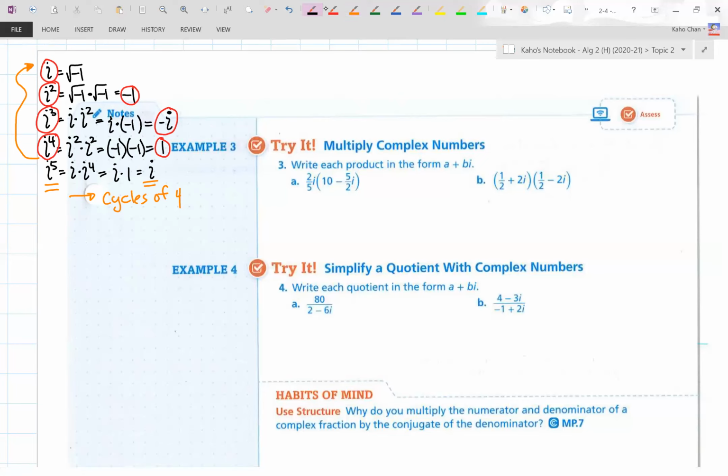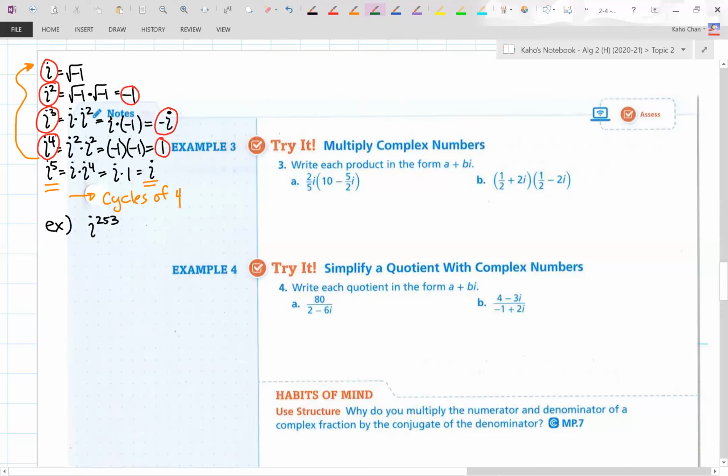So they can give you an interesting problem like, hey, what if I want i to the, say, 253rd power? You're not going to sit there and go through that whole cycle, you know, i to the first, second, third, fourth, fifth, sixth. That would take forever. So the technique to simplify i to the 253rd is to do long division.